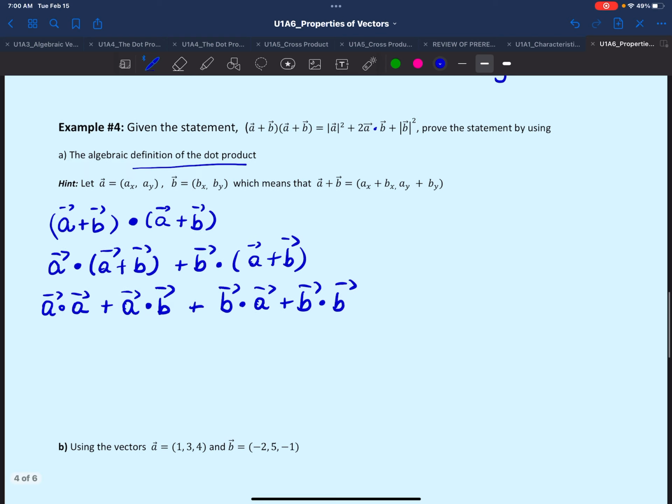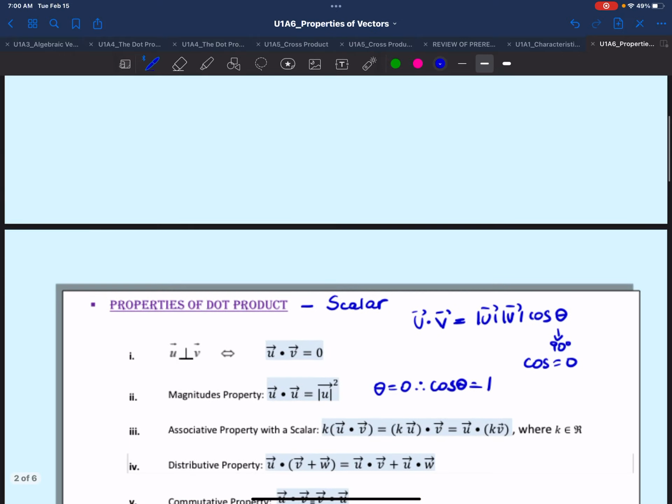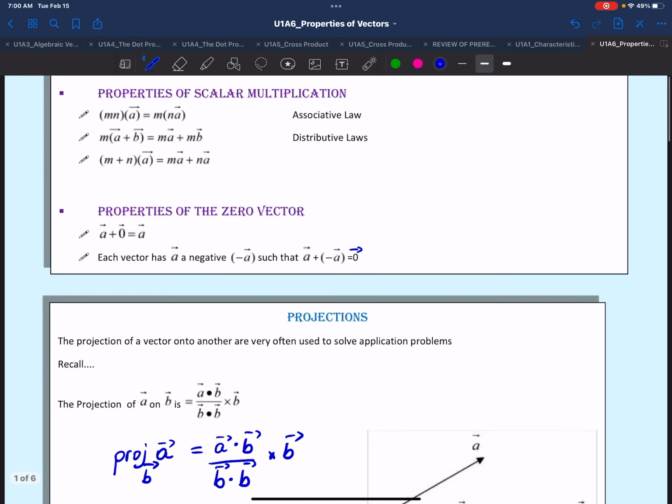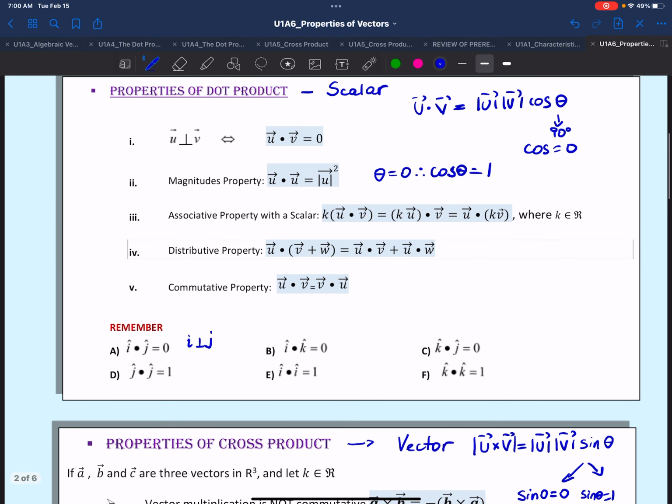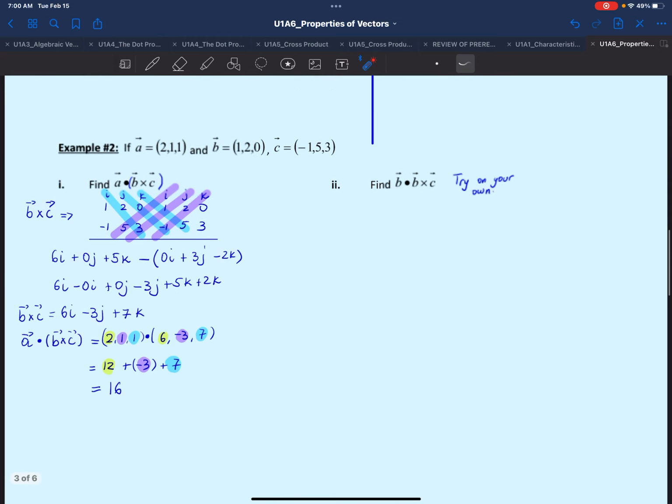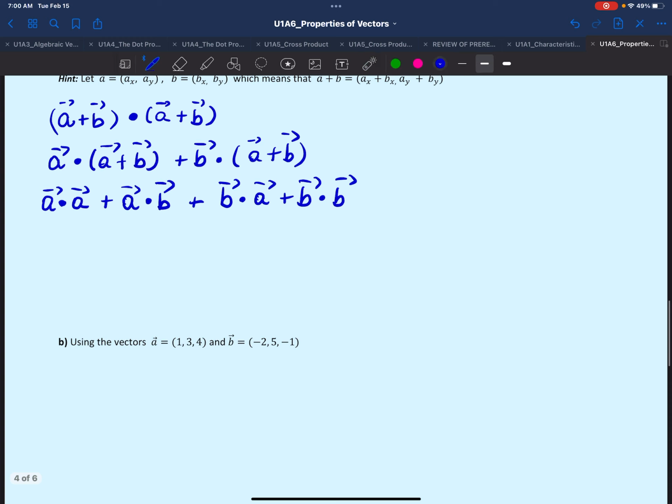Now remember that A dot A, let's look at the property here. That's what we call the magnitudes property. That would be equal to the magnitude of the vector squared. And that's understandable when you look at the angle made between vectors A and A is 0. So cosine of 0 would be equal to 1. Now, when you say A dot B or B dot A, it means the same thing. So we're going to say it is 2 A dot B.